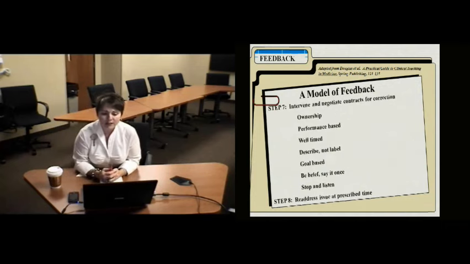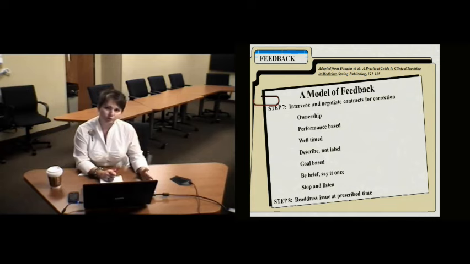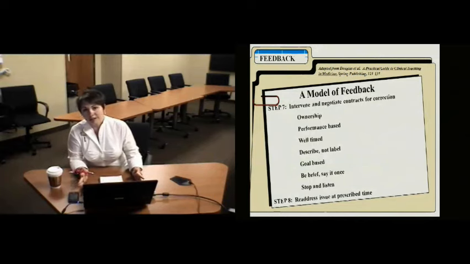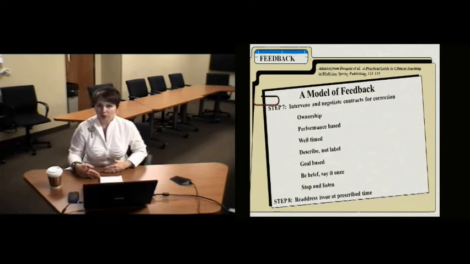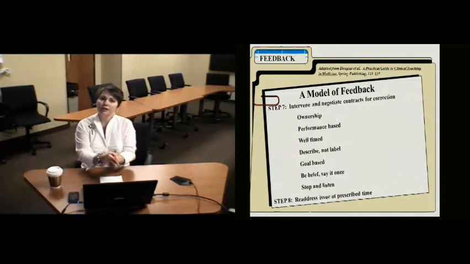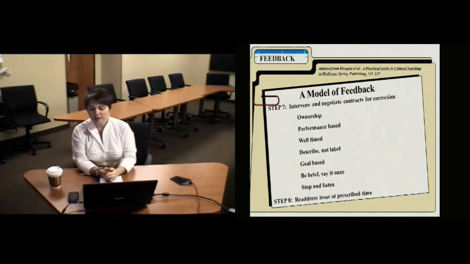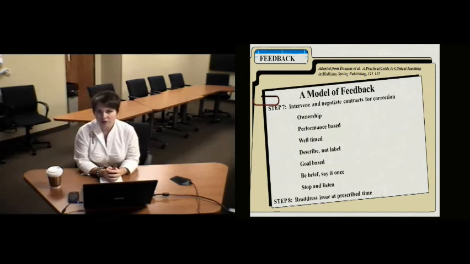So step 7 is you intervene and negotiate contracts for correction. So I expected you to do this clinical behavior, and I expected you to do it in these ways. Here's what I observed, a clinical competency deficiency, and here's what caused it. So let's negotiate how we can address this deficiency so we can check you off as having achieved this competency. And you can see there's a list of ways that you go about doing this. There's ownership of it.